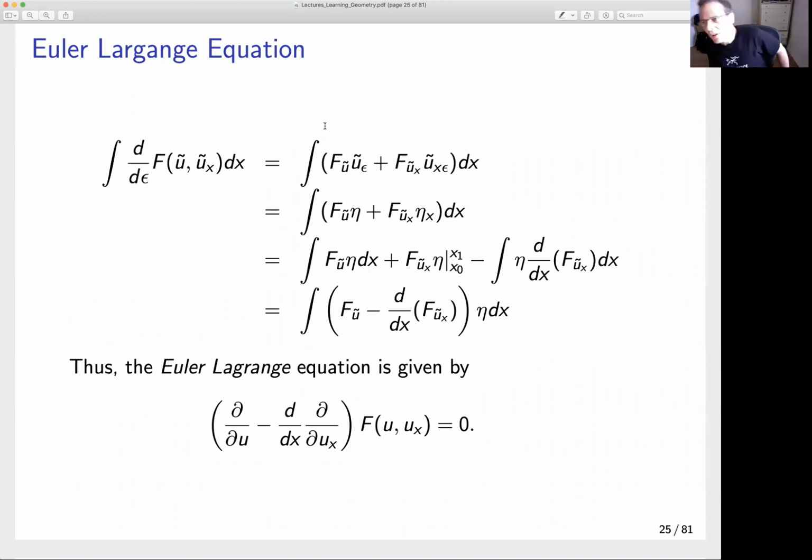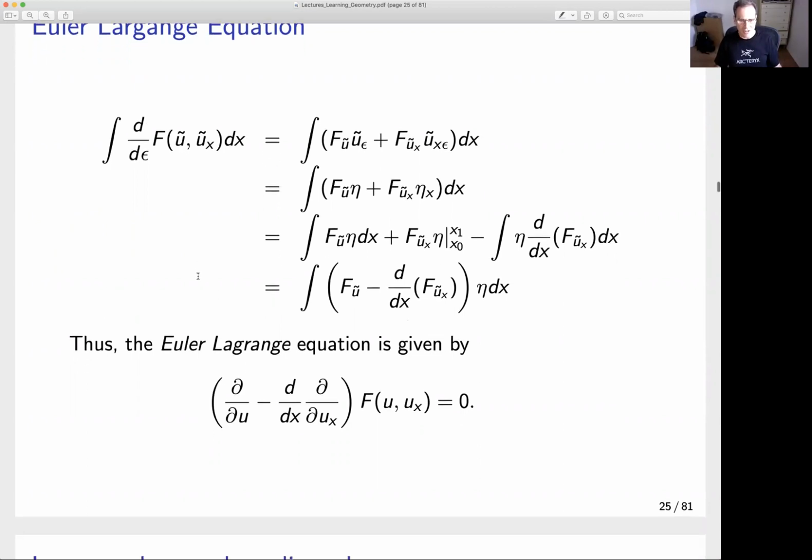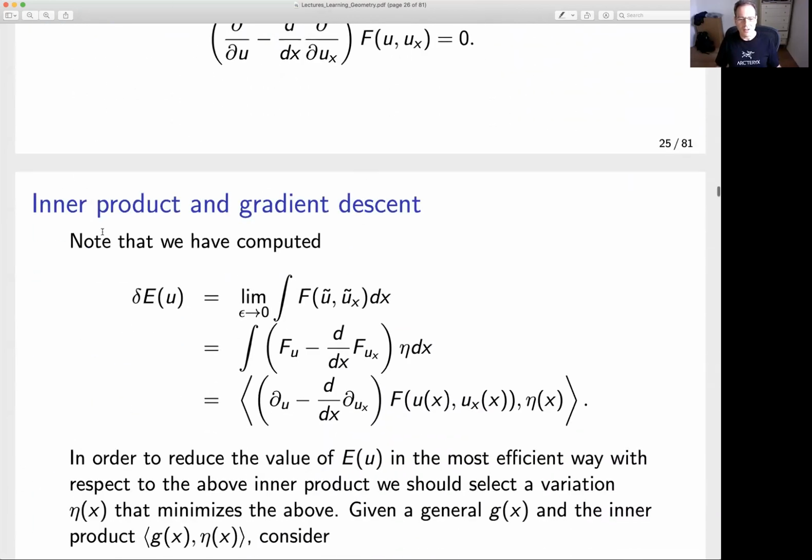Okay, so let me recap. What we did is we tried to come up with a condition that would look at the functional and would give us at the end something that we call the Euler-Lagrange equation. And I told you that the Euler-Lagrange equation, or at least the first variation part of it, can be used as a gradient descent mechanism in order to optimize a function.